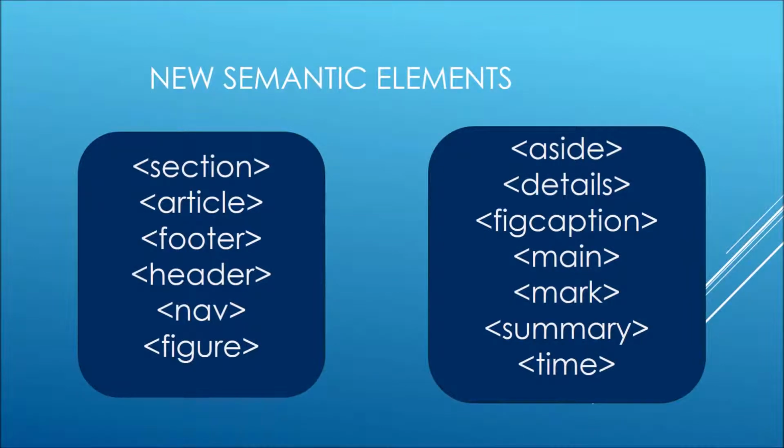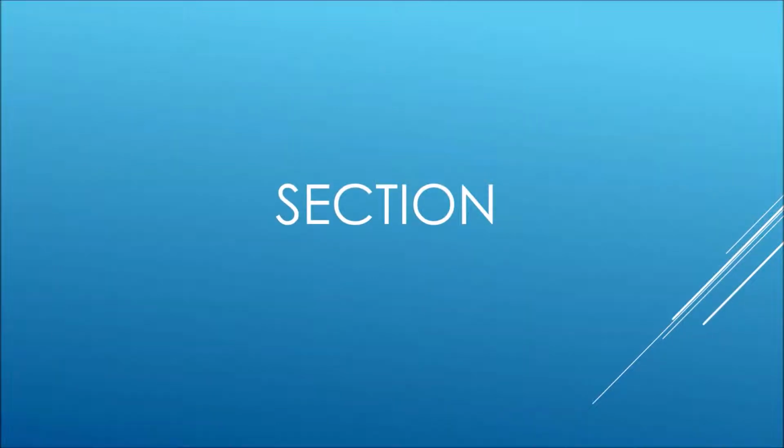Now there are several elements that were added like section, article, footer, header, nav, figure, aside, details, figcaption, main, mark, summary, and time. Now we will be looking at these individually and we will be starting with section. I'm using Sublime Text editor. You can use any text editor.